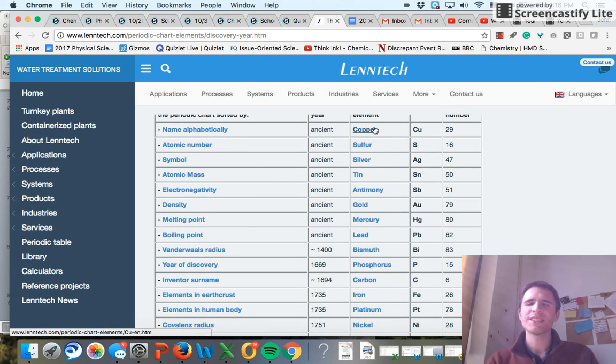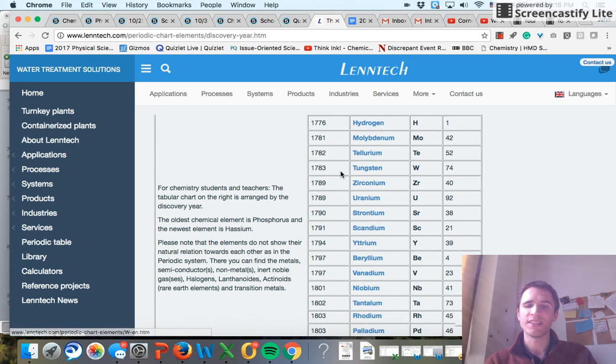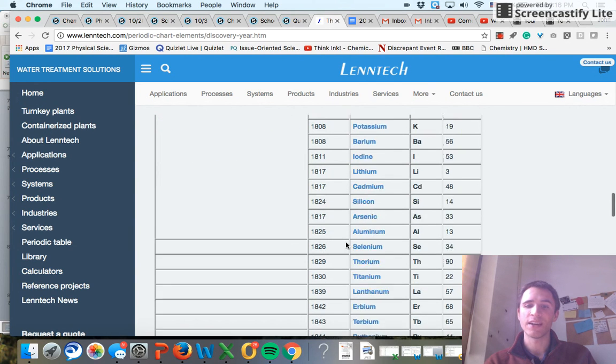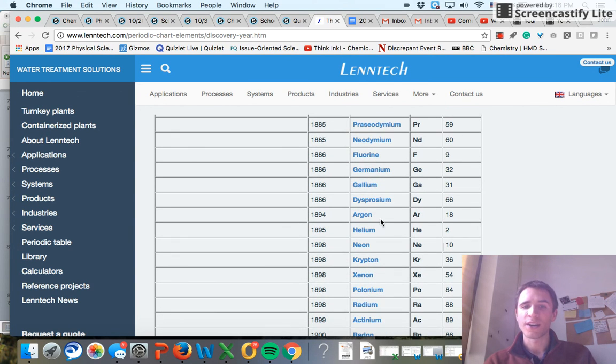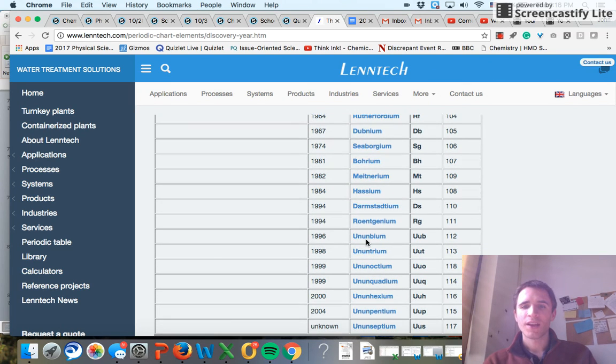So you see with certain ones like copper, silver, gold, they've been around since ancient times. Basically as long as we can tell, humans have known about these elements. But if we scroll down, we see that some elements like oxygen weren't discovered until 1774. Tungsten, 1783. Rhodium was discovered in 1803. Potassium in 1807. Scroll down even farther. Argon was discovered in 1894. Curium, 1944. Darmstadtium in 1994. They get harder to say the longer you go on.